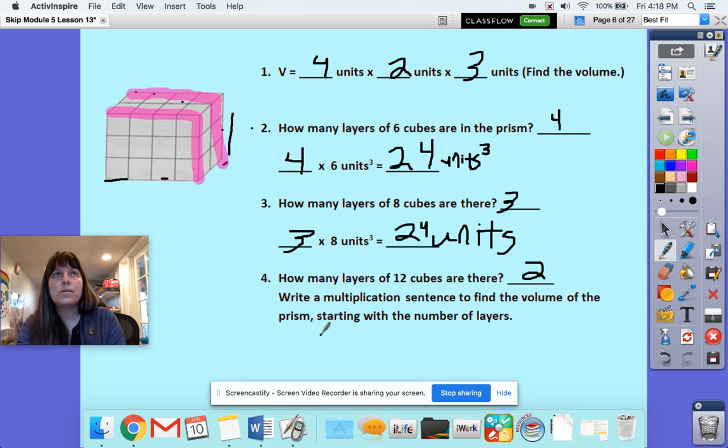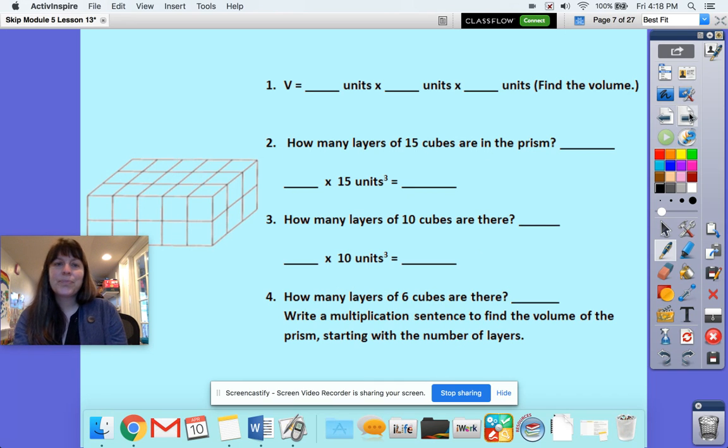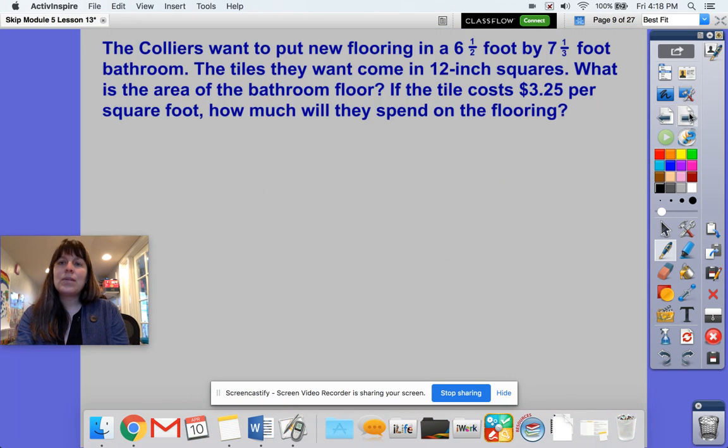So there were how many layers? 2. 2 layers times how many cubes in each layer? 12. So that would be 12 units cubed equals, you guessed it, 24. I'm going to write U for units. Hope you don't mind. Cubed. And we can move on. We're going to skip that one because I think we get it.